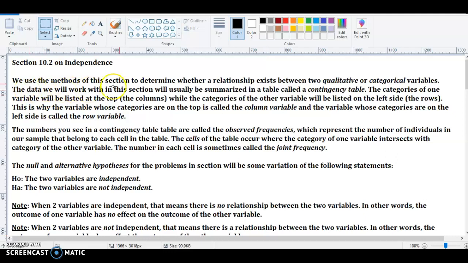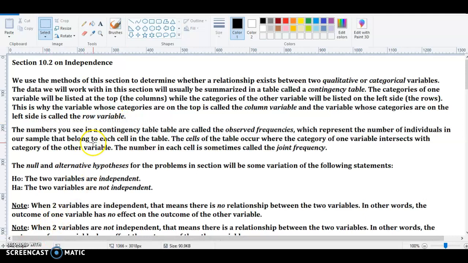We use the methods of this section to determine whether a relationship exists between two qualitative or categorical variables. The data we will work with will usually be summarized in a table called a contingency table. The categories of one variable will be listed at the top, which are the columns of the table, while the categories of the other variable will be listed on the left-hand side, which are the rows. This is why the variable whose categories are on the top is called the column variable, and the variable whose categories are on the left side is called the row variable.